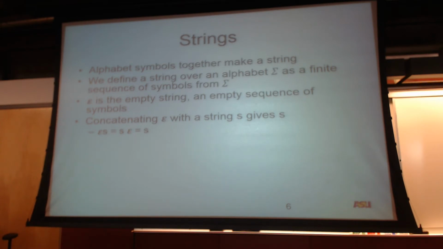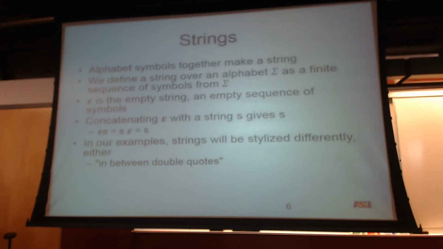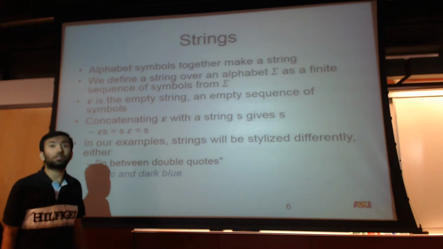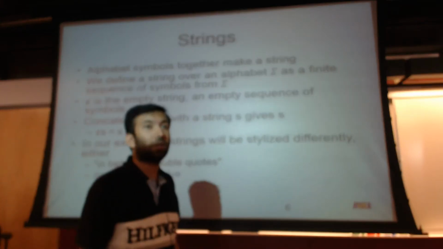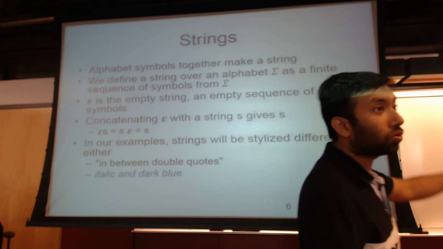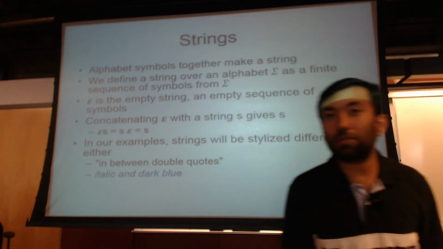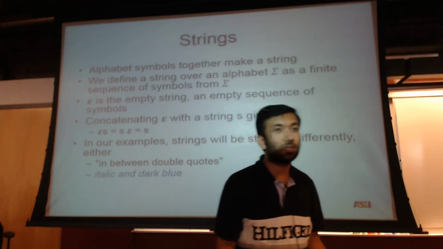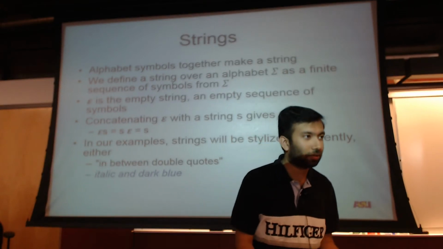So whenever we talk about strings, we'll either have them in double quotes or in italicized dark blue color. Yes. And we concatenate to epsilon. Yes, that's what we did. Two epsilons? What will happen if we concatenate two epsilons? Epsilon. Okay.